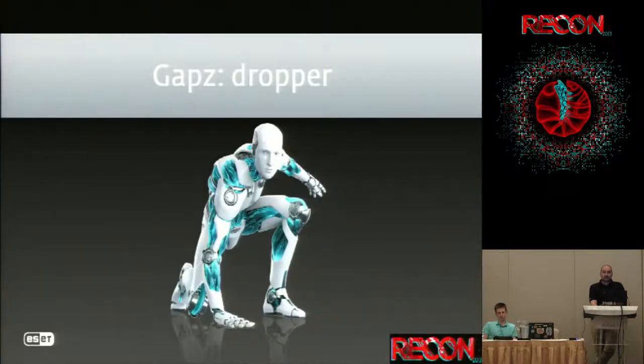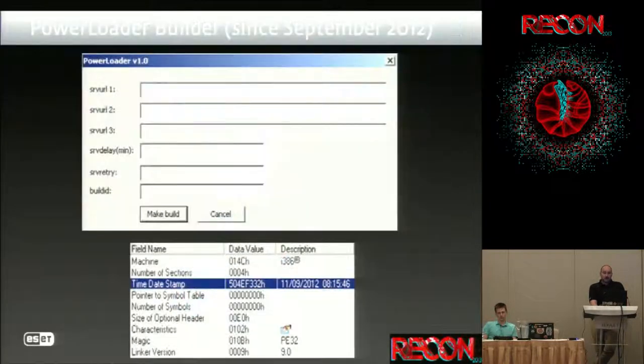Okay, starting with the Gapz dropper. The Gapz dropper is based on Power Loader Builder. This builder has been spread since September 2012. The code has already leaked to the public, and at this moment I know 5 malware families which used this code for distributing.